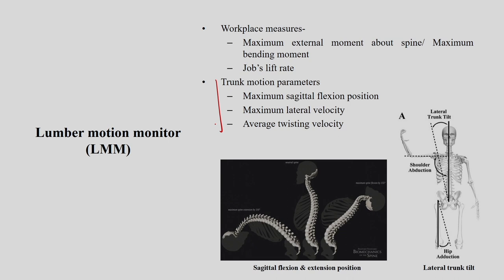You can imagine, when you are doing a job in an industrial condition, what varieties of trunk movement are possible? Either you bend and do the job, or you twist your trunk to either side and do the job, or you bend this way or this way and do the job. So these are the only three motions that you are going to get using this particular instrument.